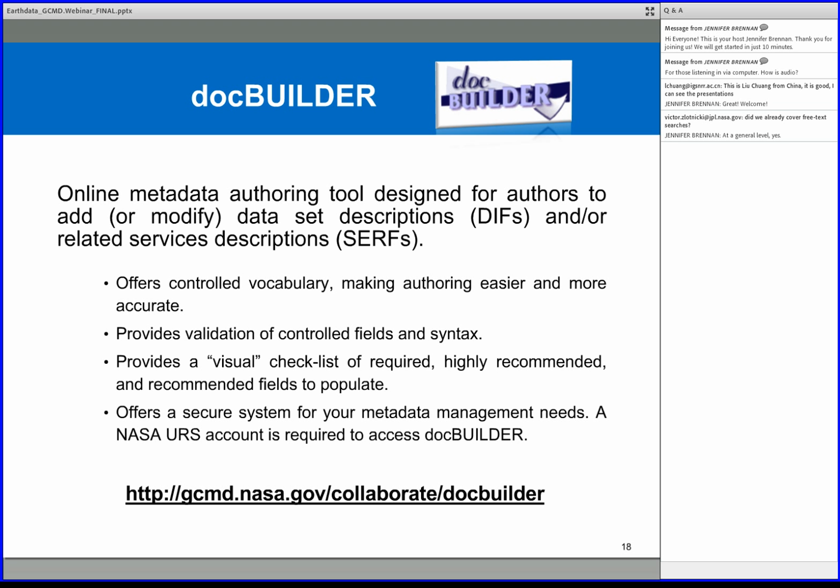As I mentioned, this tool requires a login using the NASA EOS-DIS user registration system, which is a NASA EOS-DIS wide user registration system. So for the folks on the line who already have an EOS-DIS account, they can use that account to log into docBUILDER. If not, you can go to earthdata.nasa.gov and sign up for an account there. It's a free account, and it only takes a few moments to sign up. And the link to docBUILDER is shown here on the bottom of the slide presentation.